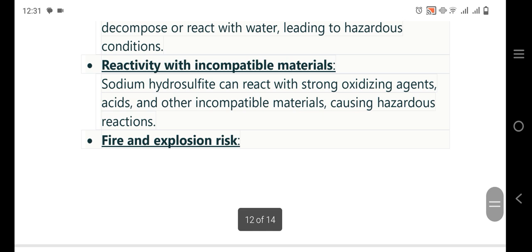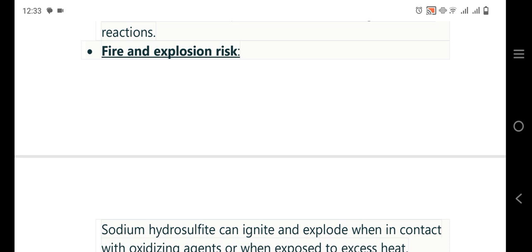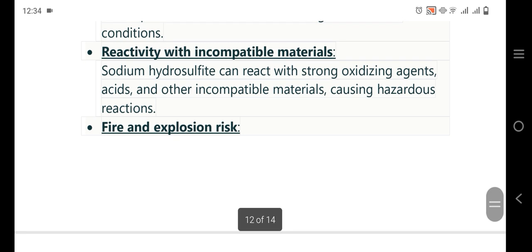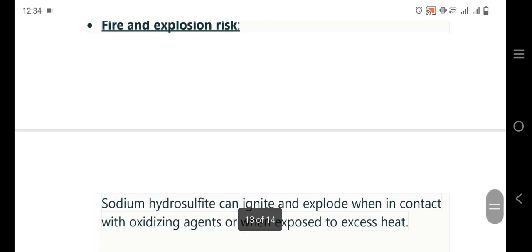The next one we have is reactivity with incompatible materials. Sodium hydrosulfide can react with strong oxidizing agents, acids and other incompatible materials, causing hazardous reactions. Strong acids: sodium hydrosulfide can react violently with strong acids, leading to the release of heat, flammable gases, and potentially causing explosions.